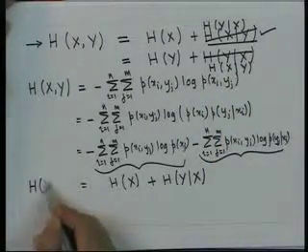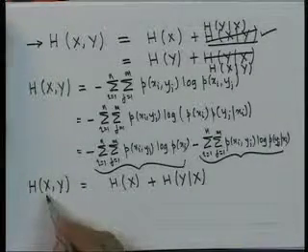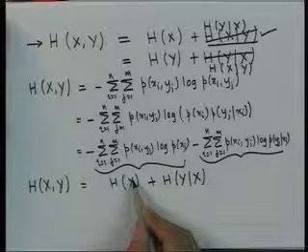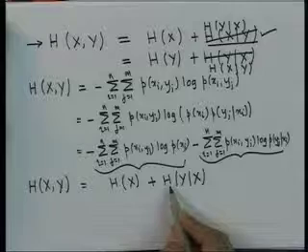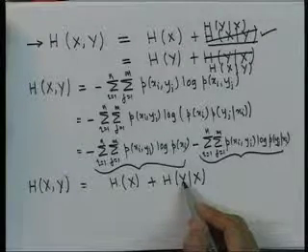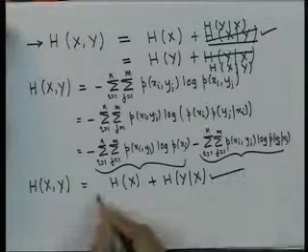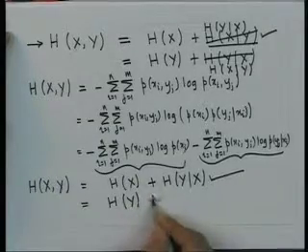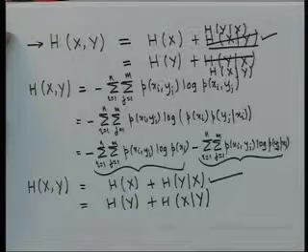So, finally I get the joint information which I get from two events x and y is equal to the information which I get from the event x alone plus the additional information which I will get from event y after the event x has occurred. So, similarly I can show that this is nothing but h of y plus h of x given y.